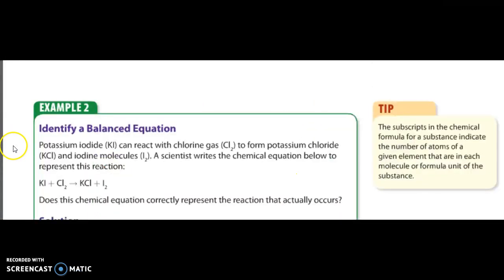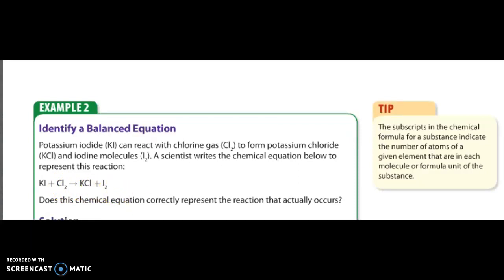All right, identify a balanced equation. So if we have potassium iodide, KI, can react with chlorine gas, Cl2, to form potassium chloride, KCl, and iodine molecules, I2. A scientist writes the chemical equation below to represent KI plus Cl2 yields KCl plus I2. Careful with these I's and these L's, got to be careful.